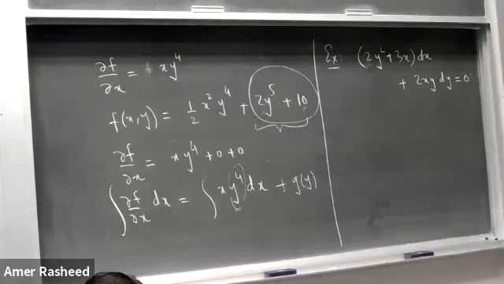Case 1 is true here. When you compute the expression (My minus Nx) divided by N, then that will be a function of x only. Then you can compute the integrating factor, and multiplying the given equation with the integrating factor, you can convert this equation into an exact differential equation.